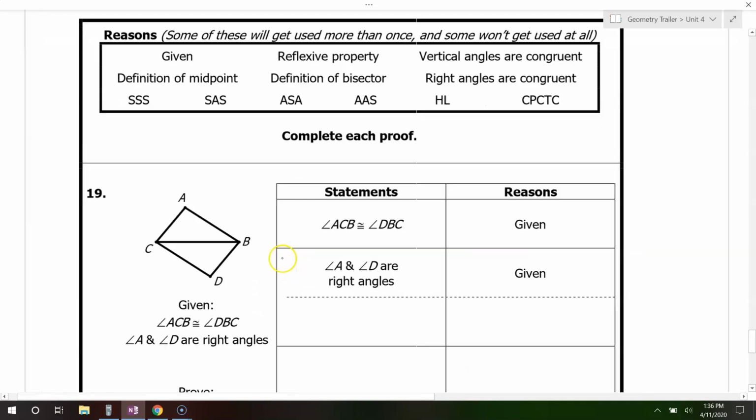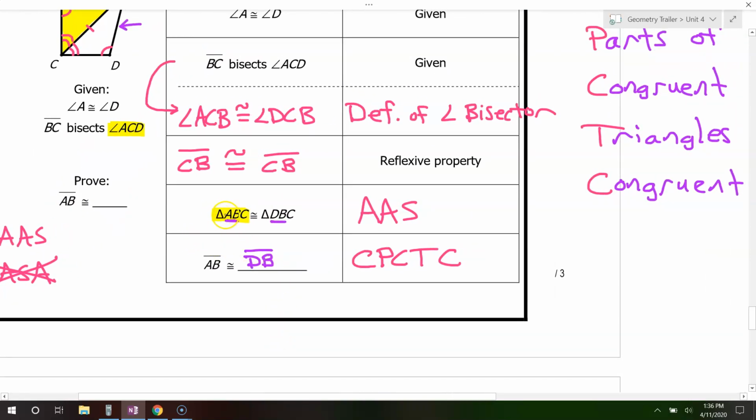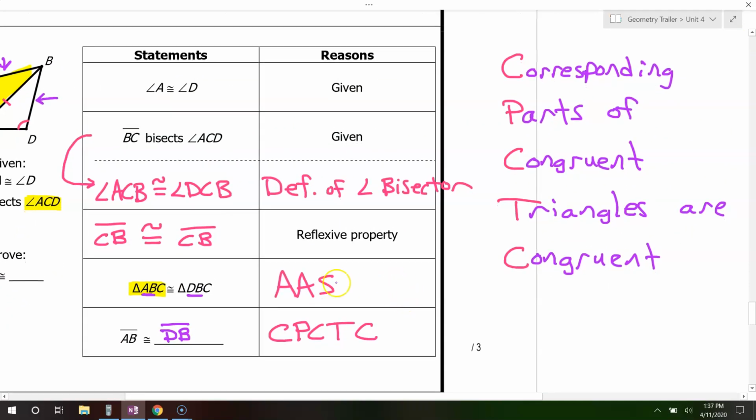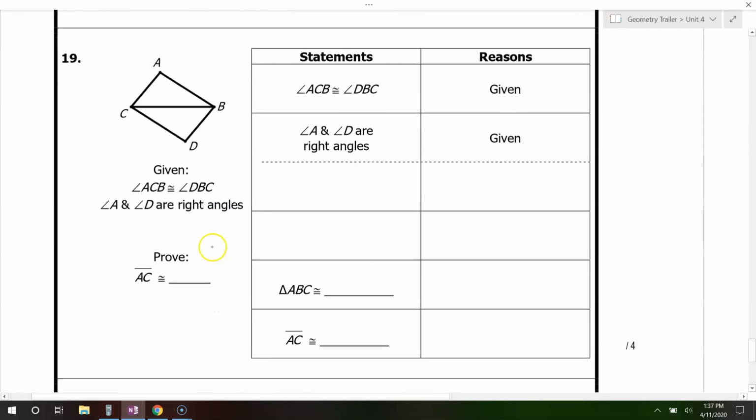All right. So look, anytime you have already proven that the triangles are congruent and you're being asked to prove an extra pair of things are congruent, that's when you say CPCTC, because these will be corresponding parts of congruent triangles, so they must be congruent. All right, two more proofs, guys, two more.